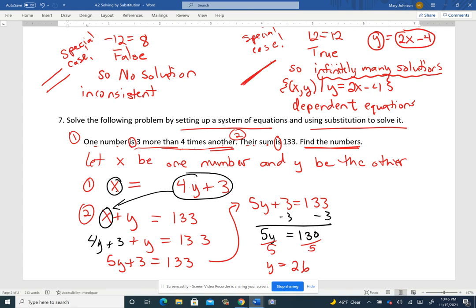All right. And then I need to find the x. So x would equal 4 times that plus 3. I'm going to replace the y with 26. So that's going to be 104 plus 3, which is 107. Okay. So one number would be 107 and the other would be 26. Notice their sum does turn out to be 133, so that's a good check. Okay, so that's how you solve by substitution.